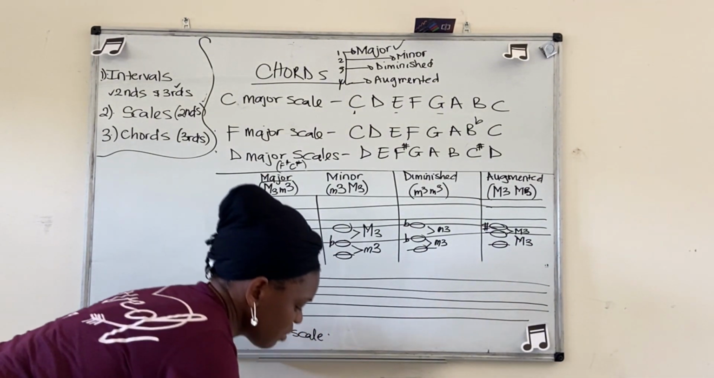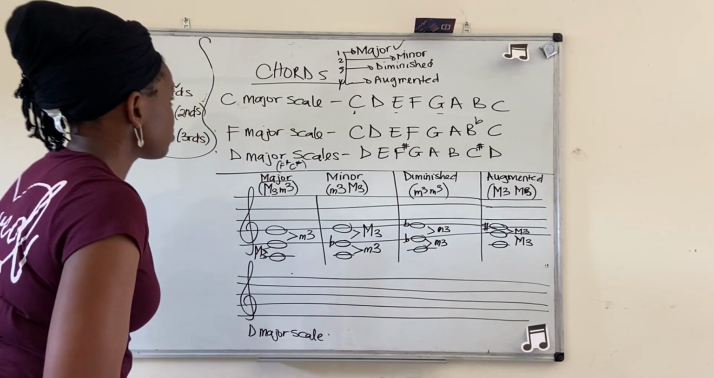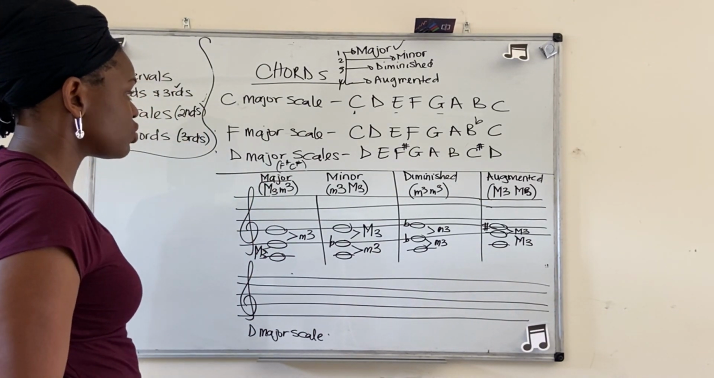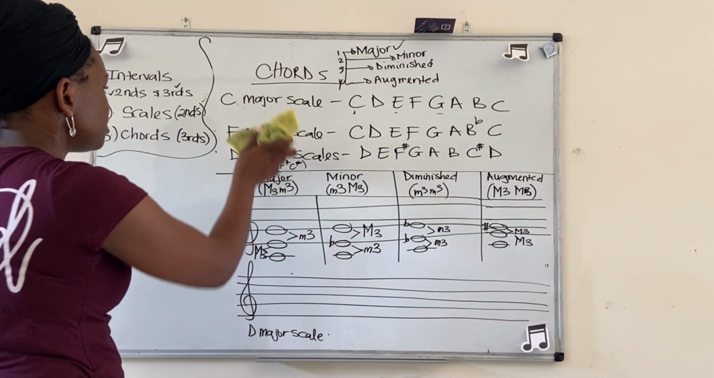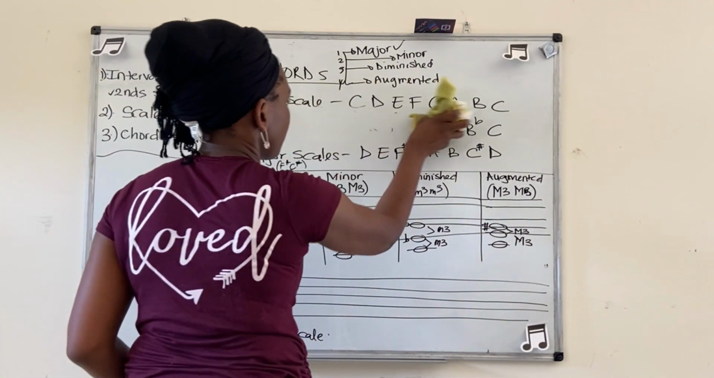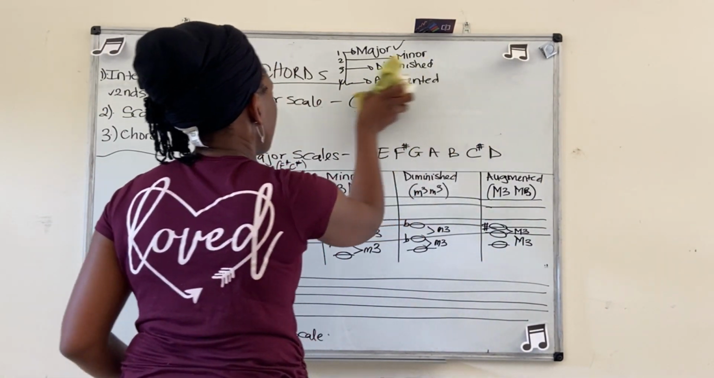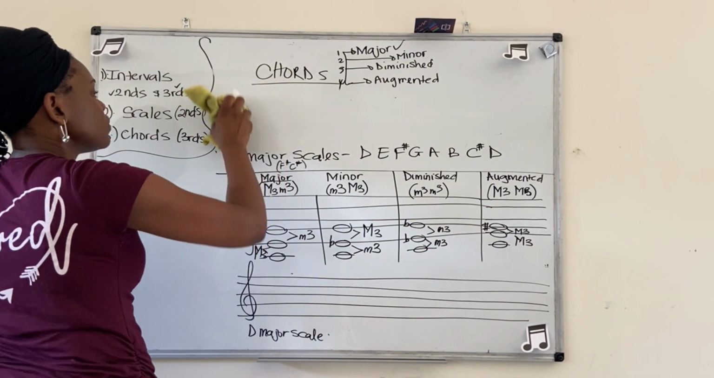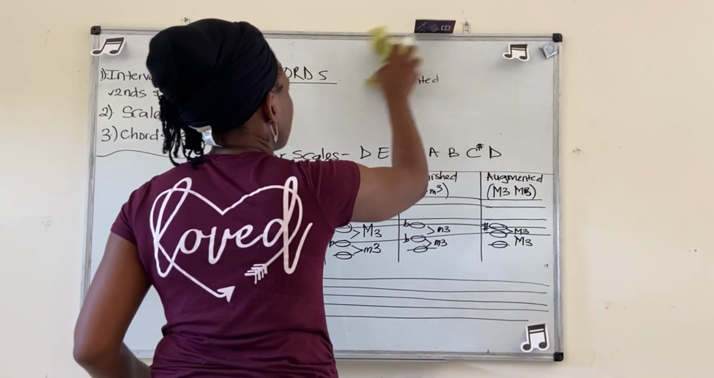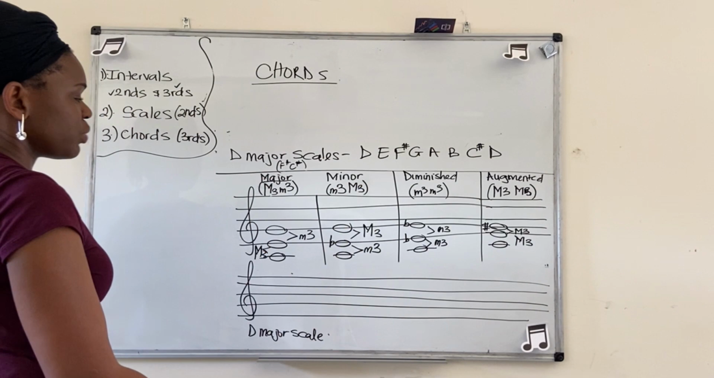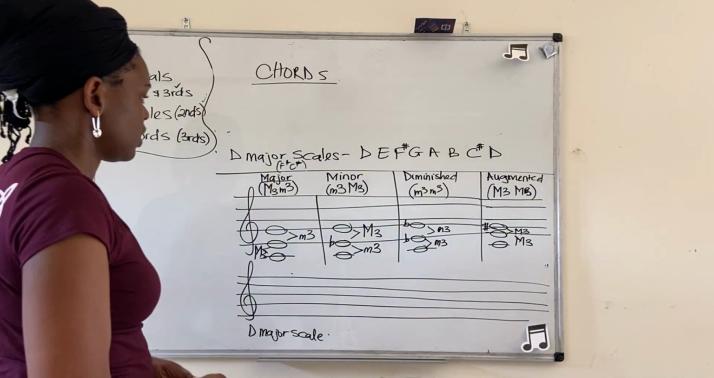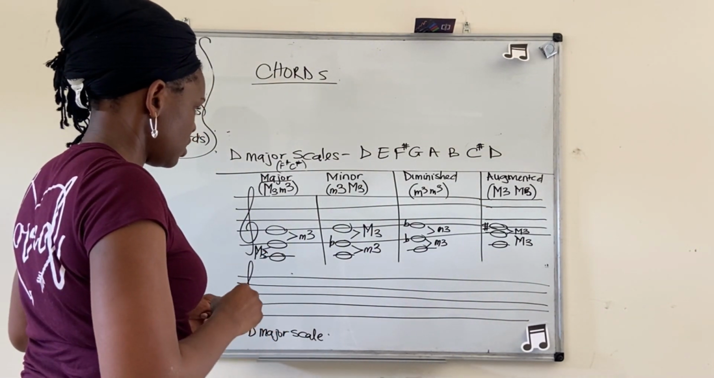First, let me erase this. I don't want it to be too cumbersome for us. Since we've done the F, C measure already, and we don't want the D scale, let me take this away to make it easy and clean.